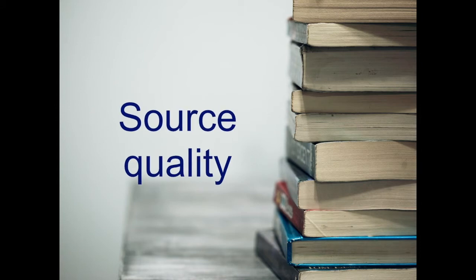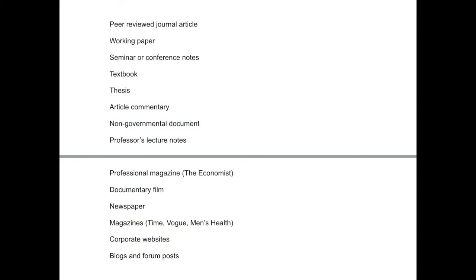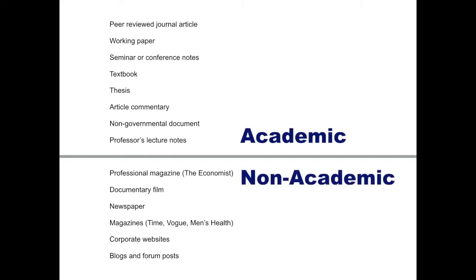Let's start with source quality. When we think about the quality of our sources, we have two distinct groups: academic and non-academic. Academic are generally considered to be better than non-academic sources. And even within the academic sources, there are higher quality and lower quality sources.